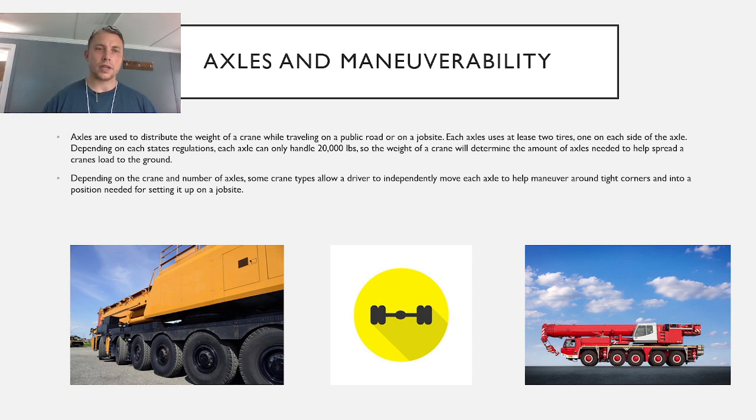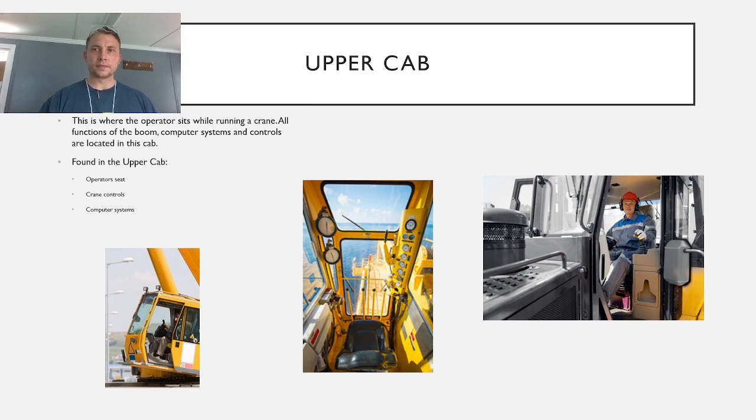Maneuverability: as you get into larger cranes, the axles are able to rotate left and right and able to either push the back end of the crane around or the front end, or travel the entire crane crab style where it completely goes sideways, which is something you can't normally do in a car. So it's really important for larger cranes to do this so that they can get into a spot and set up on a job site.